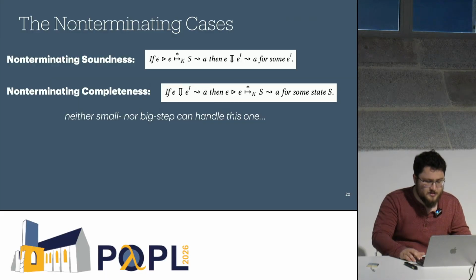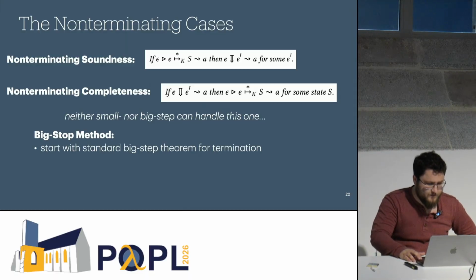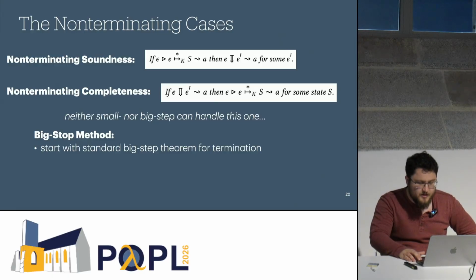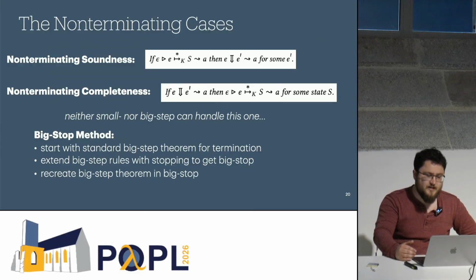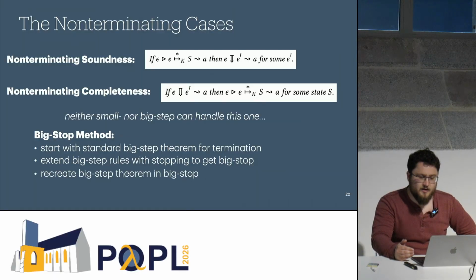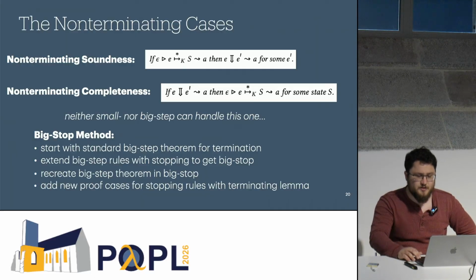So we would be stuck if not for big stop semantics. To finish off this correctness proof, we use what we call the big stop method. We start with the standard big step theorem. We extend its rules of the big step semantics into big stop. That gives us a very trivial terminating theorem, because we already had the big step theorem. And we just need to add new proof cases for the stopping rules.